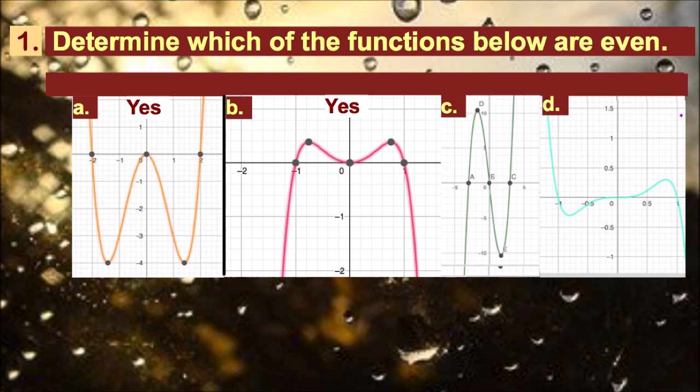Now in the case of C, we can clearly see that there is no symmetry with respect to the y-axis, and that, therefore, the function is not even. D is another example of a function that is not even, because it clearly shows a lack of symmetry with respect to the y-axis.